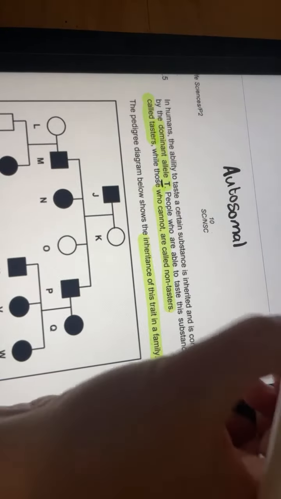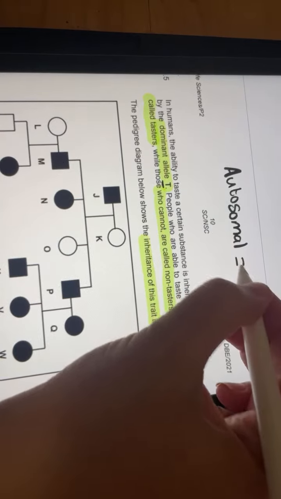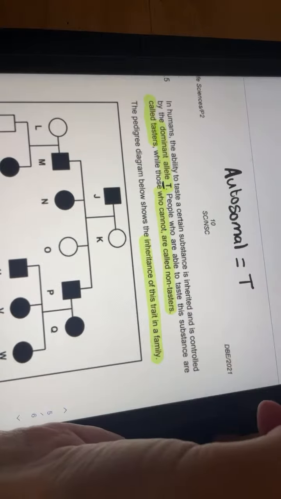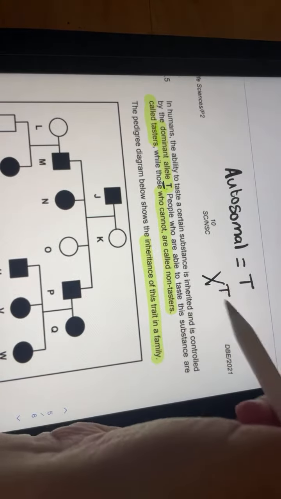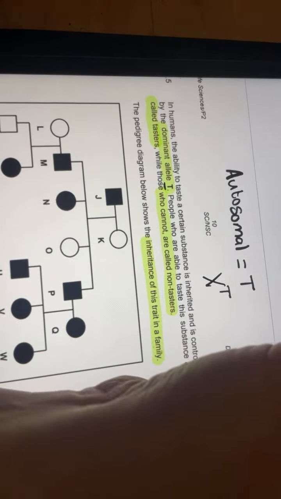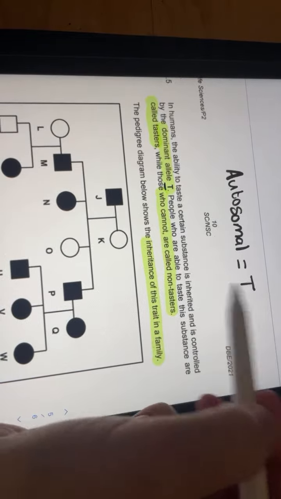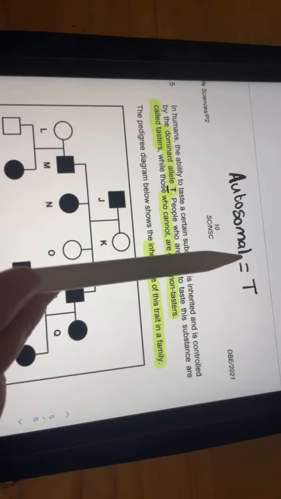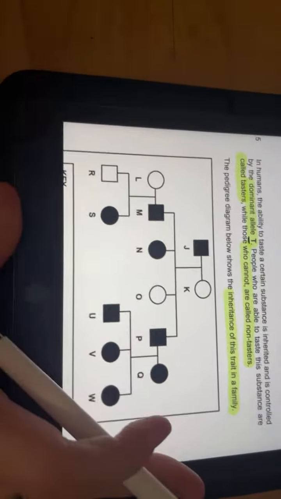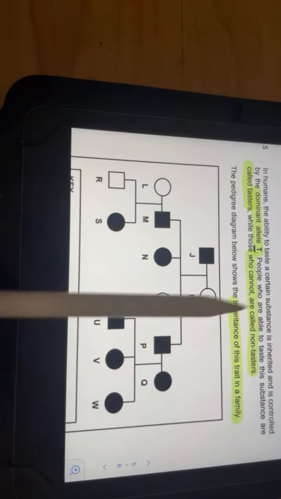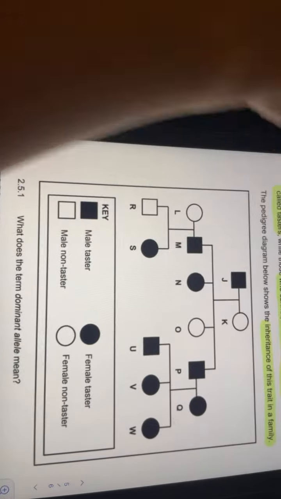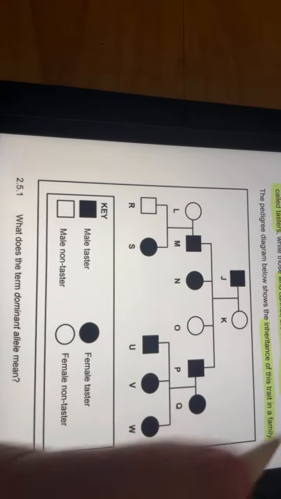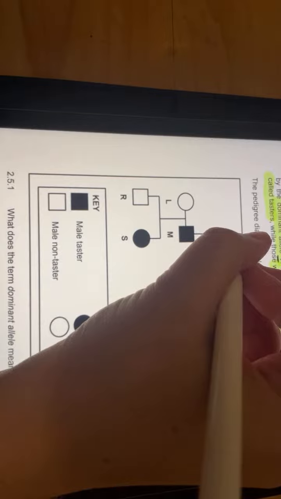I know it's autosomal because they only gave me the letter T. If, however, there was an X with the T, then I would say this is sex-linked, but it's not. So we now know that this is an autosomal disorder. So we go back down to our diagram, and everybody here who is a taster is going to get a capital T, at least one, right? So I'm going to fill that in.